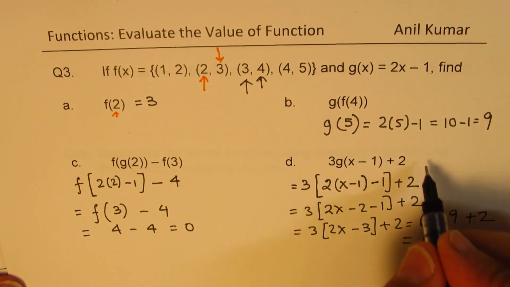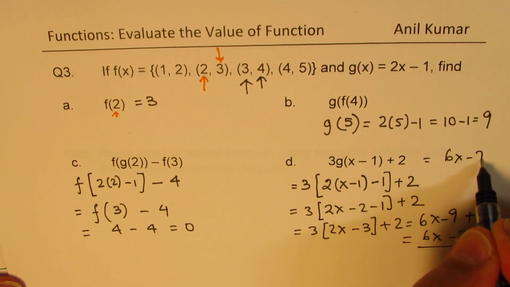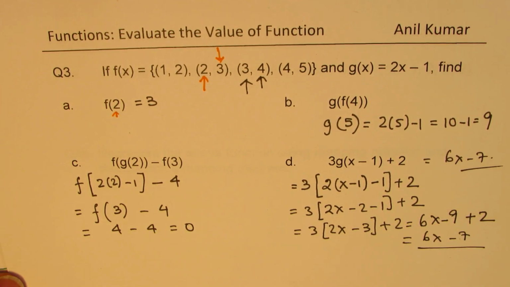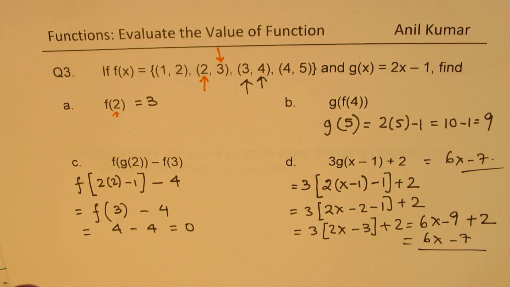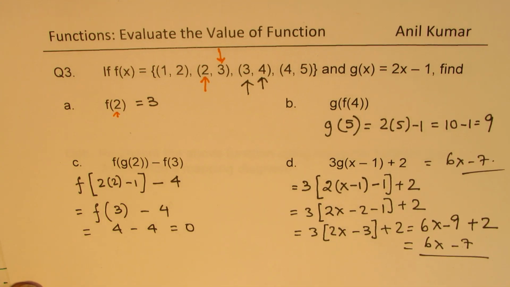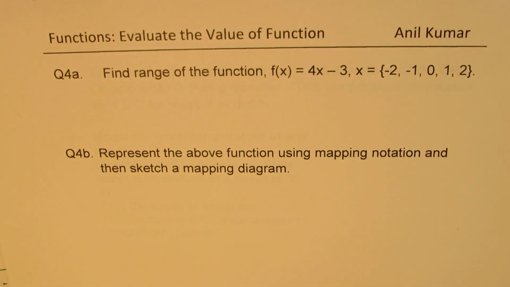So we get that as our answer, 6x minus 7. Okay, so that is how you could evaluate. Sometimes you get an expression, sometimes you get an exact value. Here is question number 4. I'd like you to pause the video, answer this question, and then look into my suggestions.